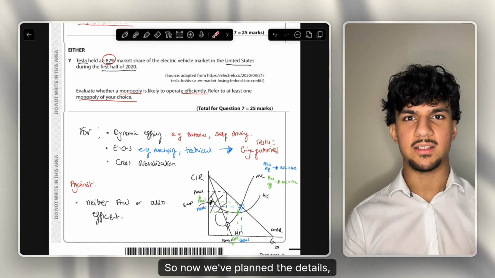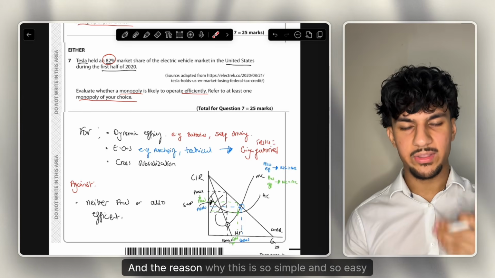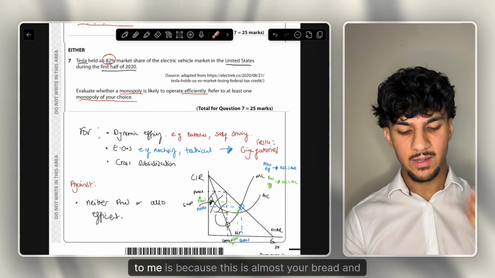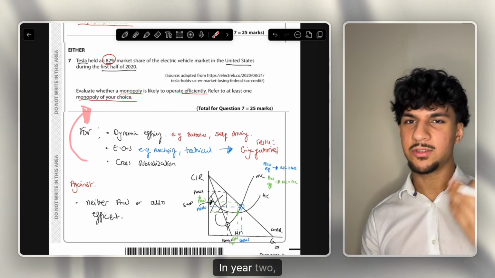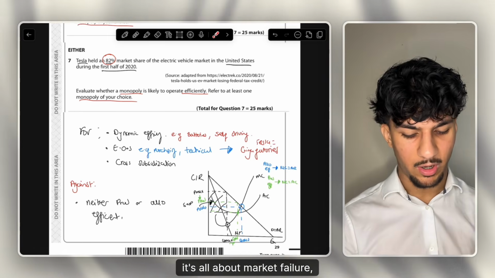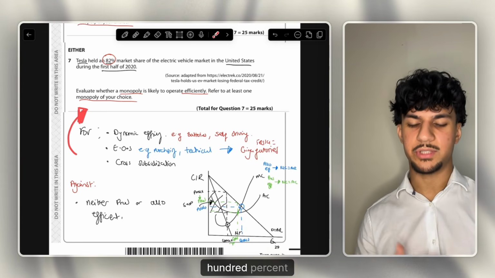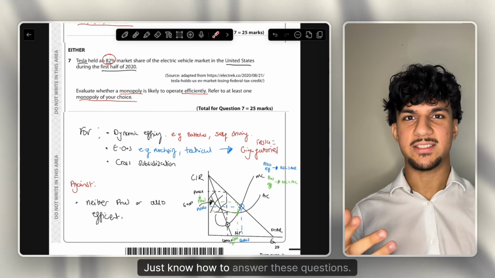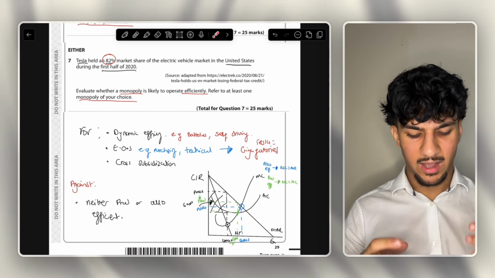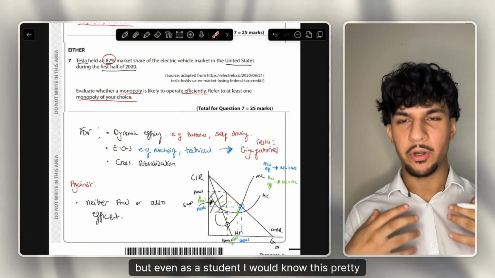Now that we've planned the details, let's talk about how we're going to structure the paragraphs. The reason this is so simple and easy to me is because it's almost your bread and butter of economics in year two. In year two, it's all about market failure and market structures. These questions are so common, and you really 100% need, before your paper one, to almost have a model answer and know how to answer these questions. I've been teaching economics for years, but even as a student I would know this pretty much off by heart.